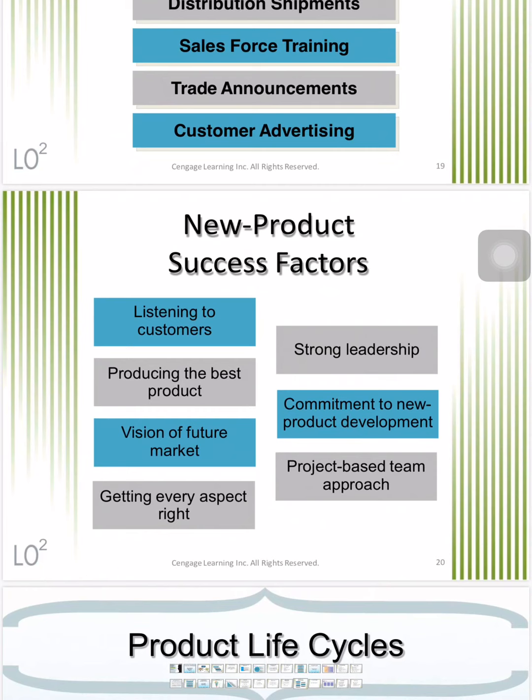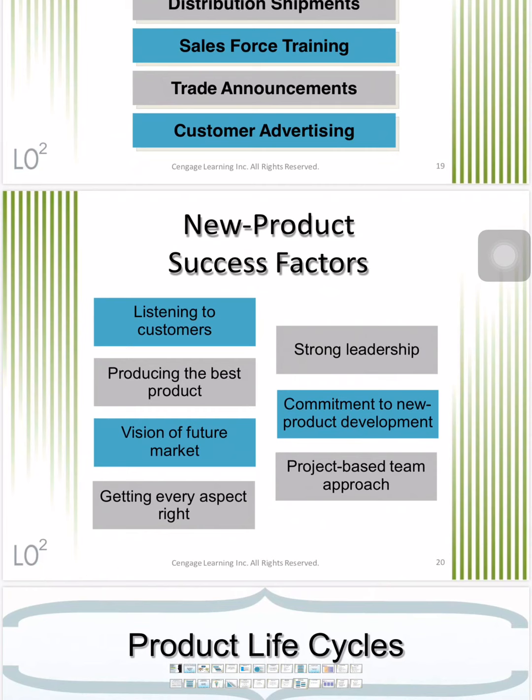So the important person is the leadership, the leader. If the leader has strong leadership skills, of course it will bring good outcomes to the organization. And that's the commitment to the product development.